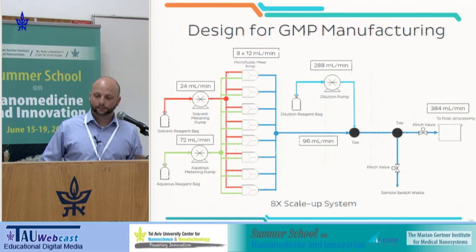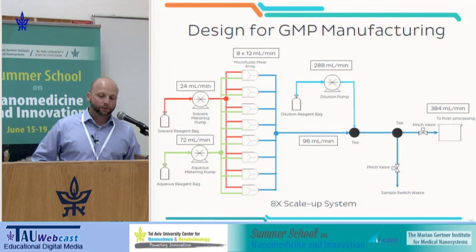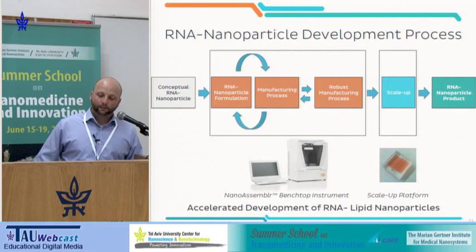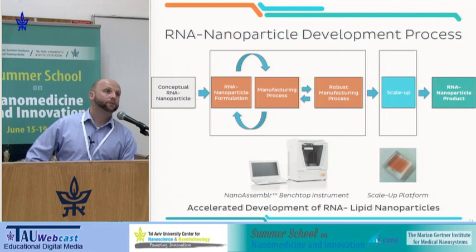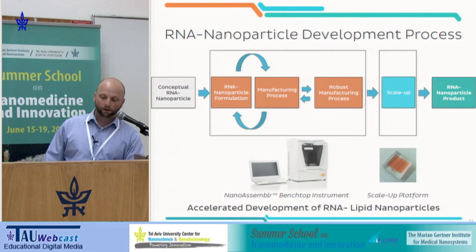We're now taking our technology and designing for GMP manufacturing. Shown here is our GMP schematic, similar to the simpler diagram I showed, where the first step is an 8X mixer, including dilution, and then going to the post-processing system. So all in a nutshell, it's really a process and a technology that allows you to take your nanoparticle concepts and use the platform to more rapidly and more robustly develop your systems towards clinical products, which we're very excited about.